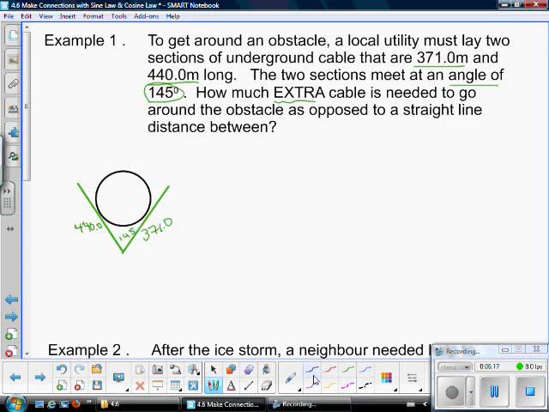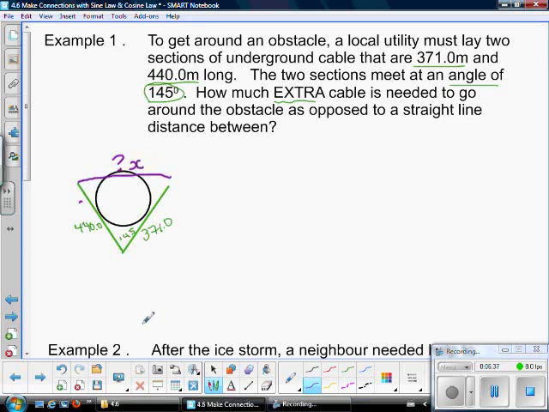And we're asked to find this section here that joins the two of them together. So this is the part that I want to know. So that's the D or the H or whatever you want to call it. That is the length I want to find, so I could even put it as an X.